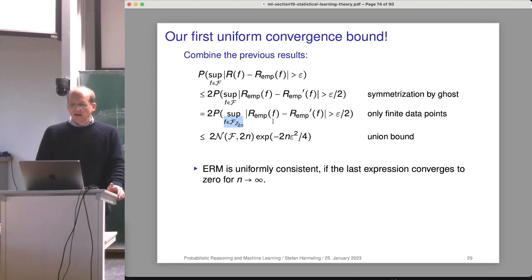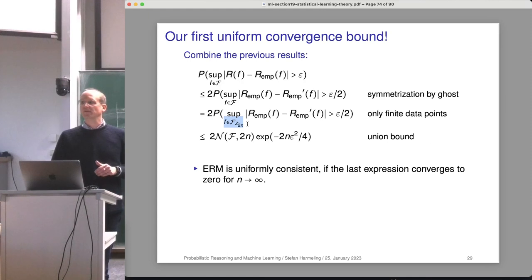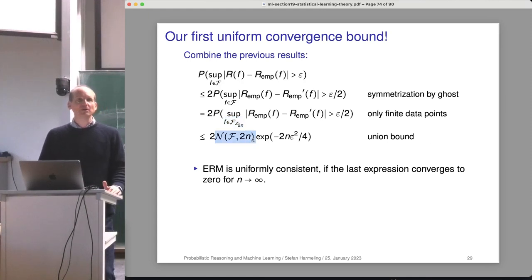And so I can use the union bound, where the union bound now uses basically this shattering coefficient because it's the number of functions that are possible. Yeah, and the shattering coefficient is exactly the number of functions that are possible on 2n data points for my function class. Okay, and this thing here is the M from the union bound from before. Okay, and now we can say when this expression converges to zero, then our empirical risk minimization induction principle is uniformly consistent, okay, which is a super powerful result.